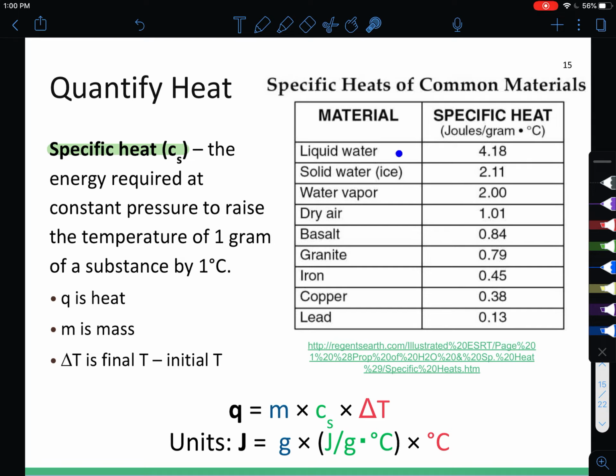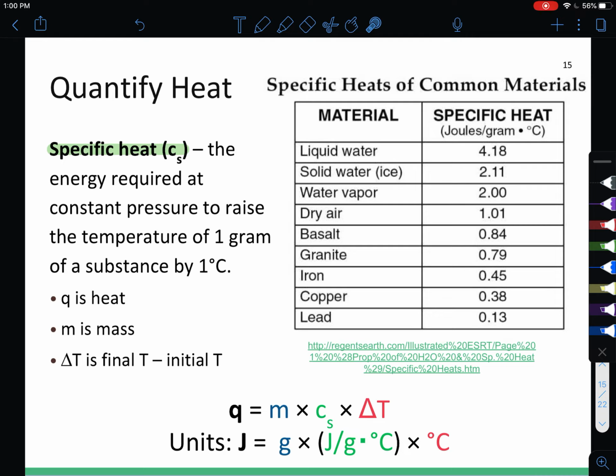For example, liquid water, ice, and water vapor or steam all have different specific heats. They also have different densities. The reason why is because each of those substances, their particles are moving at different rates. Therefore, it takes a different amount of energy to increase their temperatures.